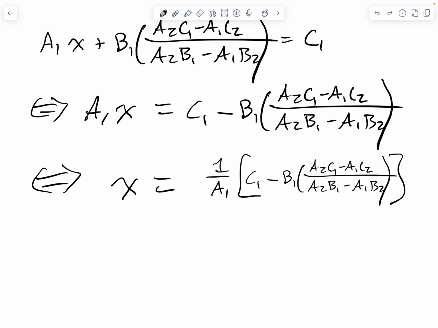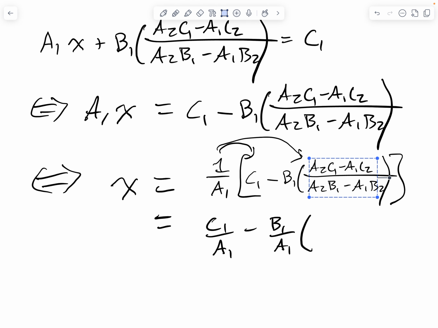So if you want to try to rewrite it, maybe we can. Maybe we could distribute that. If you wanted to, you could. B1 over A1, and then whatever this number is. It's just up to you. How do you like it? What do you think is prettiest or easiest to use?